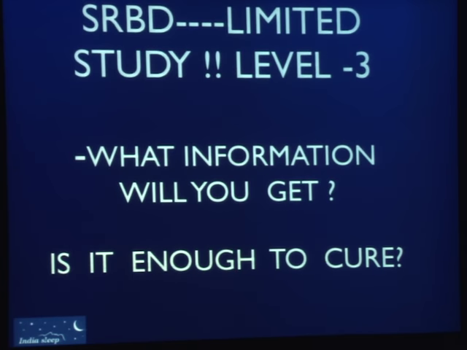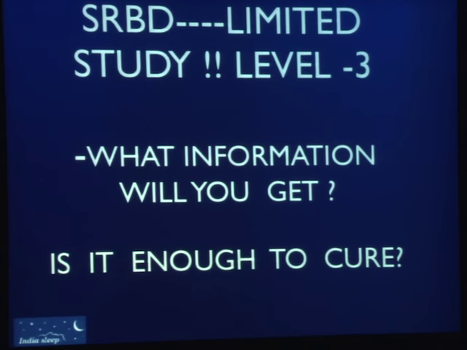But if the patient definitely has a history supportive of SRBD, that means the patient's spouse or bed partner is very sure that he starts snoring heavily, and then he stops breathing, and then he takes a gasp, or he gets up, he has to sit and sleep. If you have a witnessed apnea, along with a clinical history suggestive of OSA, then possibly we can get away with a level 3 study.